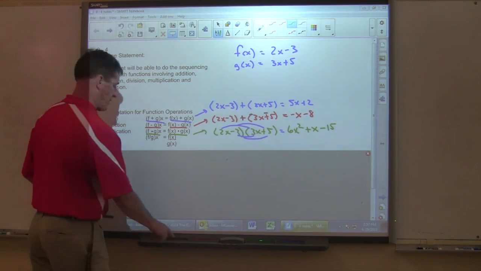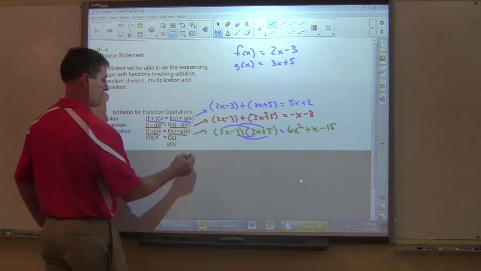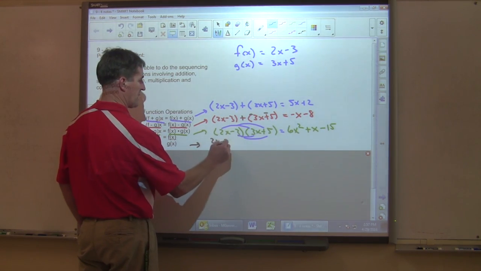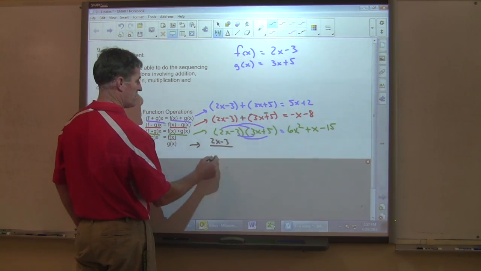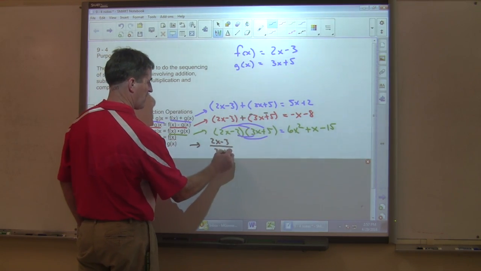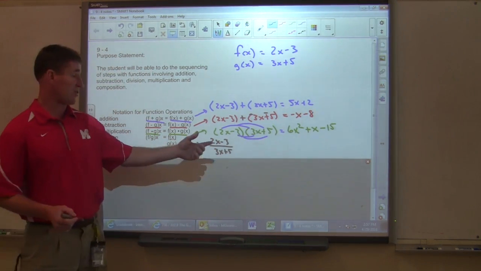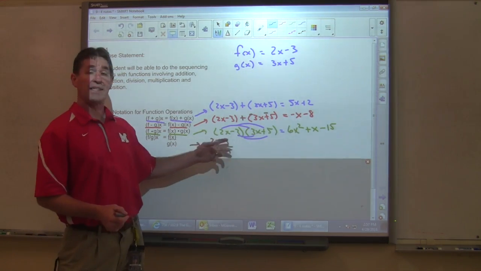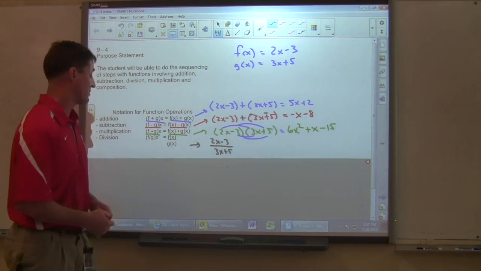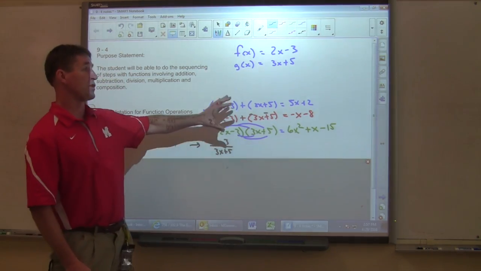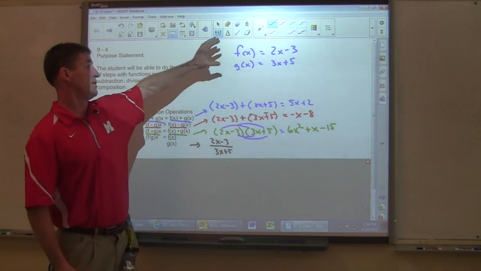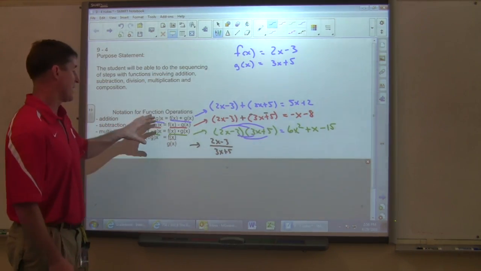And lastly, the division would simply be f of x, 2x minus 3 over 3x plus 5. Now with division, you should always try to factor these if possible. In this case, neither one factors. But in case they did, you could cancel like factors. So that's the first part of what you're going to be doing today: they're going to give you different functions, and they're going to give you expressions.